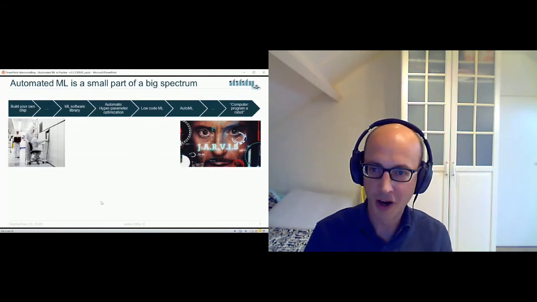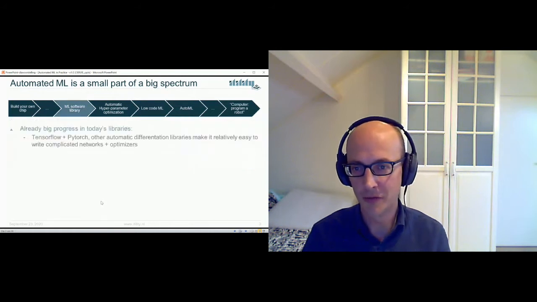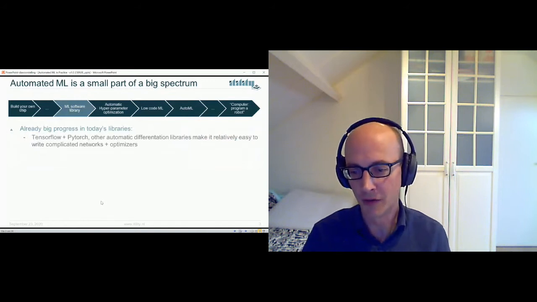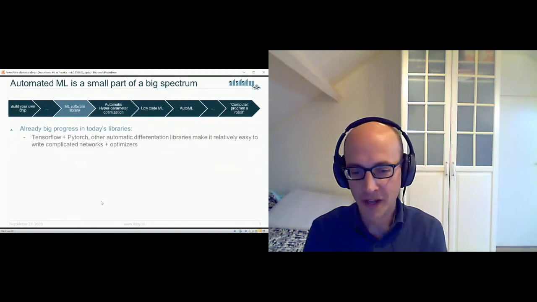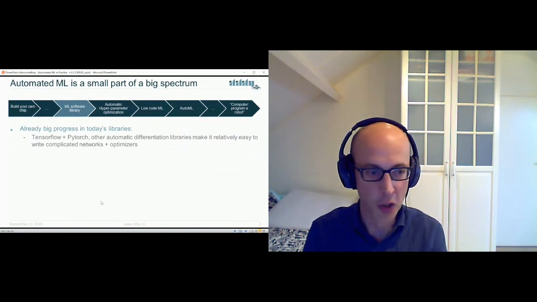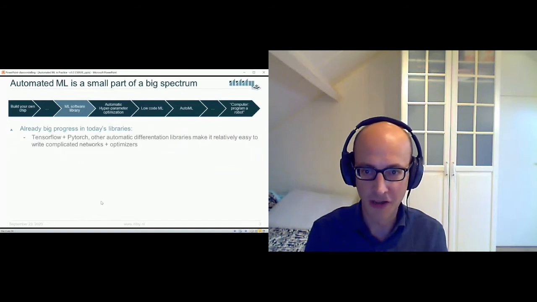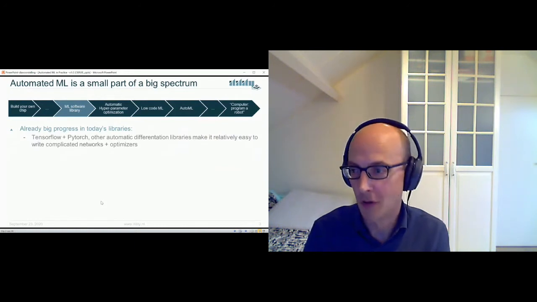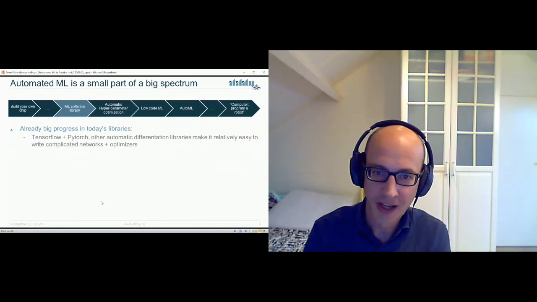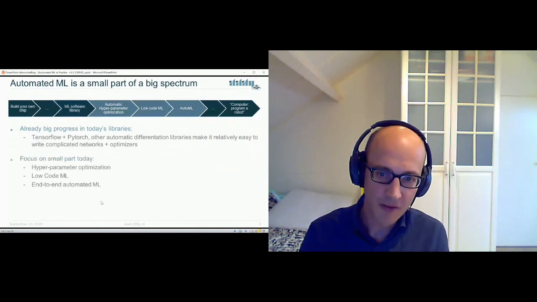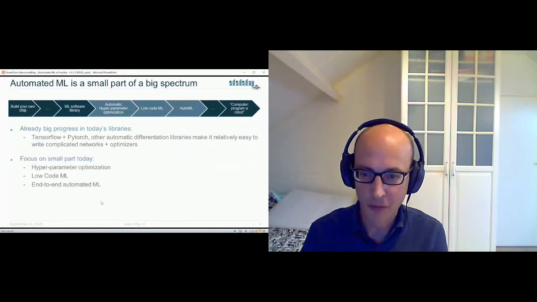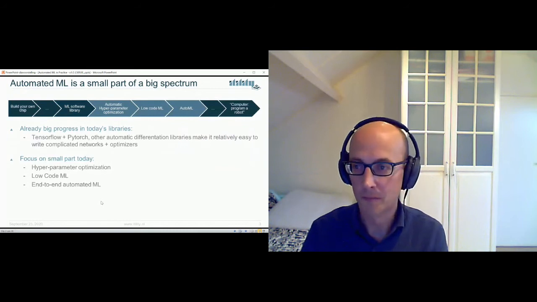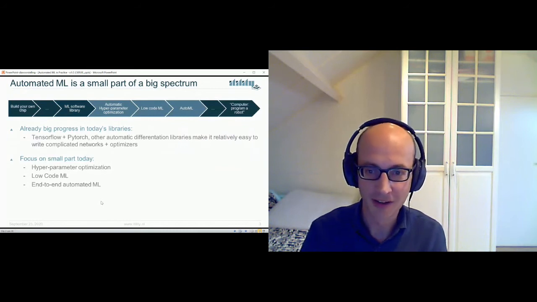So where we are currently, if you look at TensorFlow and PyTorch, these things already make it enormously easier. When I was starting out with machine learning, we had to write our own automatic differentiation libraries in NumPy, or people before that were doing it in C, or maybe even in assembly way before. Trust me, you don't want to do that anymore. Of course, for fun, but not for a job. So what I will focus on today is this small part, which I think we now call automated ML, which is hyperparameter optimization, low-code ML, and end-to-end automated ML. And hopefully, I'll get to the end.